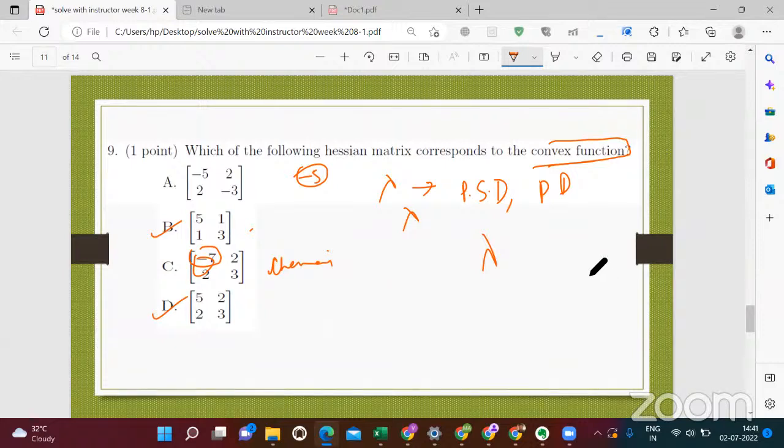It can take all the positive things, so it should not be a negative one. The eigenvalue. That's the one approach.